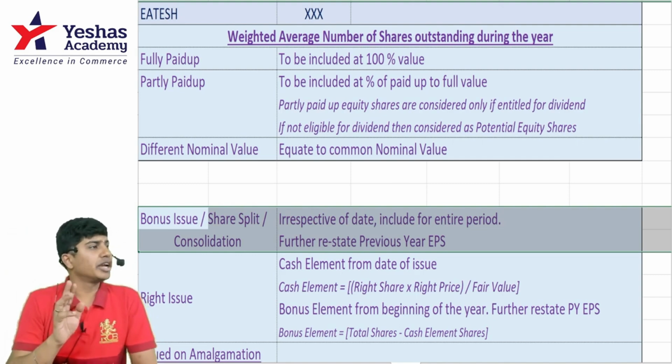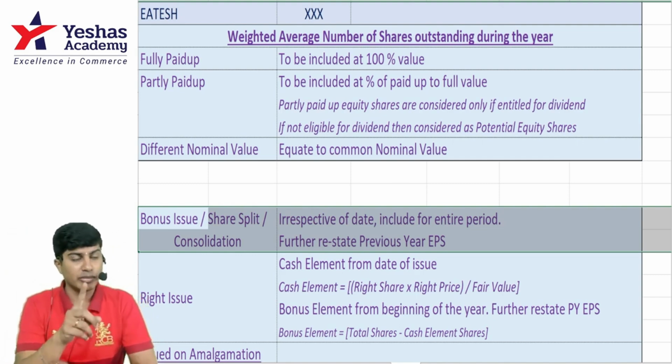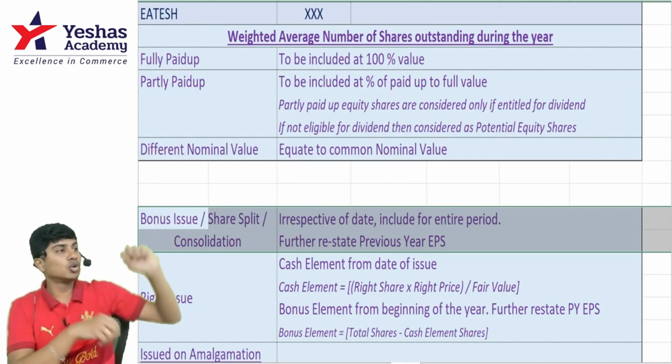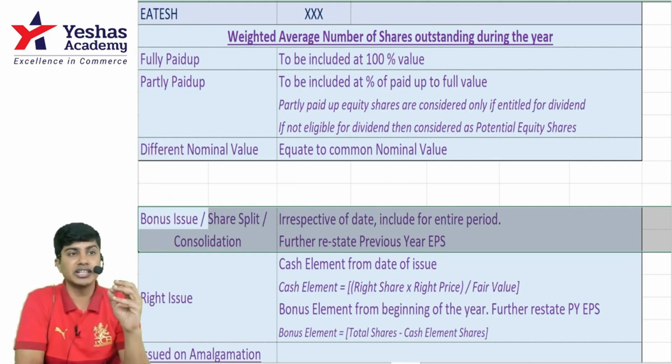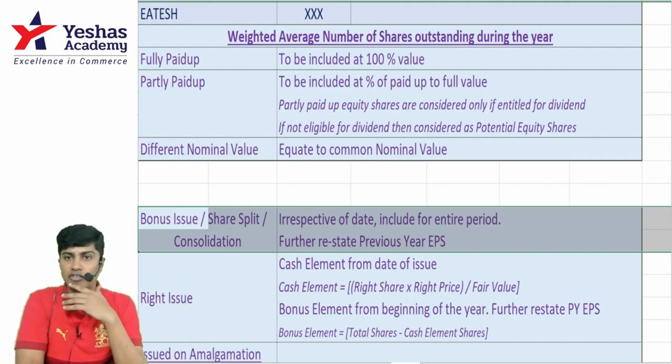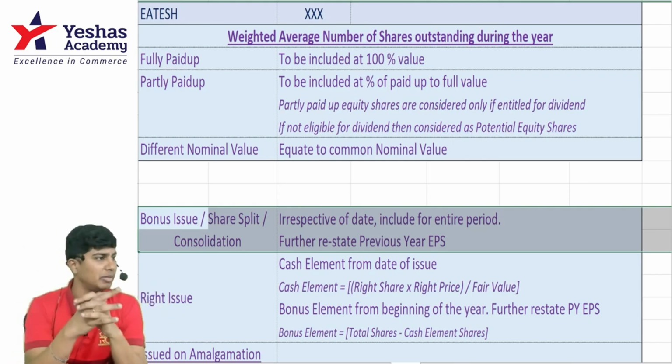Even if the bonus issue is done on 1st of March or 30th of March, compute the period from the beginning of the year. So bonus issue number of shares will be considered from the earliest reporting date, irrespective of the date of bonus issue. Basically, period will be 12 by 12. Same applies to share split and consolidation.